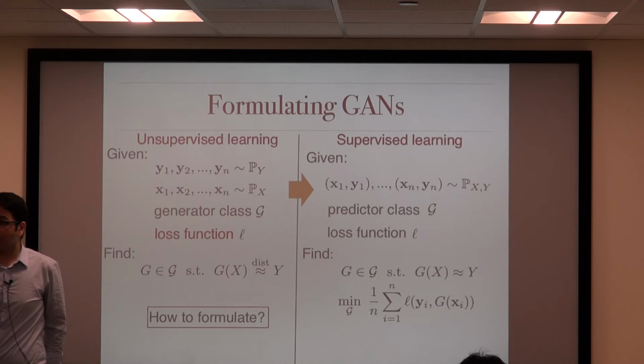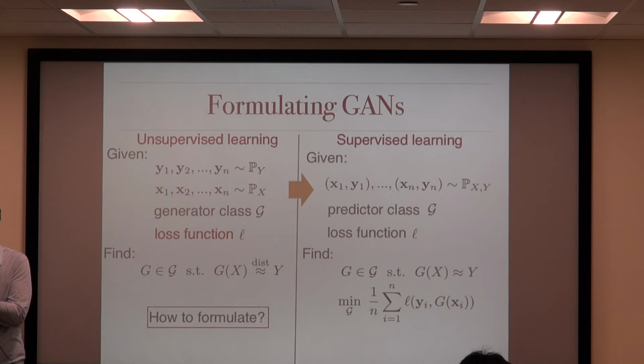Think about it: g of x is the output of your generator, right? You want this to have some relationship at least with some of the samples that you are observing. That's what we are doing here.